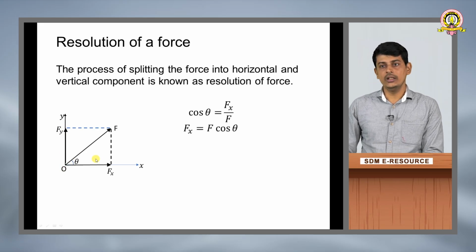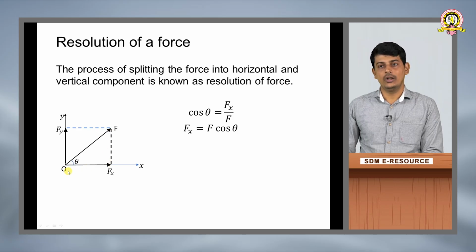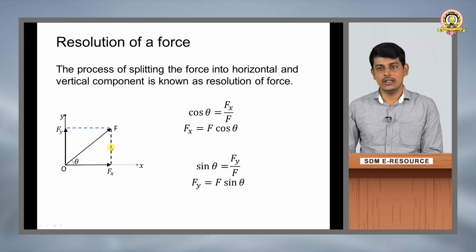In this right angle triangle, cos theta is nothing but adjacent side divided by hypotenuse, that is Fx divided by F. From this equation, Fx equals F cos theta. Similarly, sin theta equals opposite side, that is Fy, divided by hypotenuse, that is Fy divided by F, so Fy equals F sin theta. In a simple way, the horizontal component of force is F cos theta if theta is given with respect to the horizontal axis. Similarly, the vertical component Fy is F sin theta.